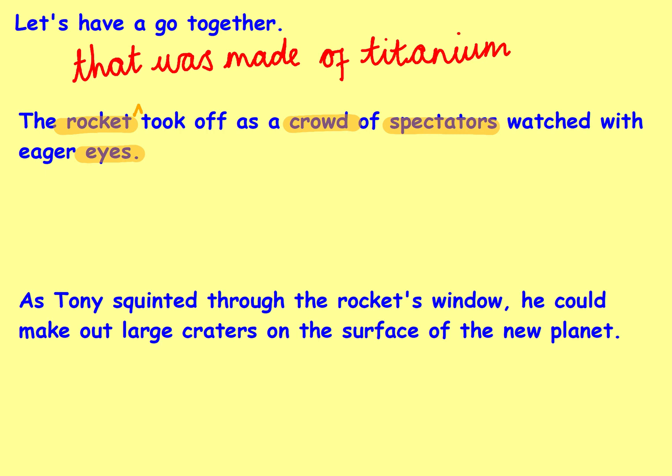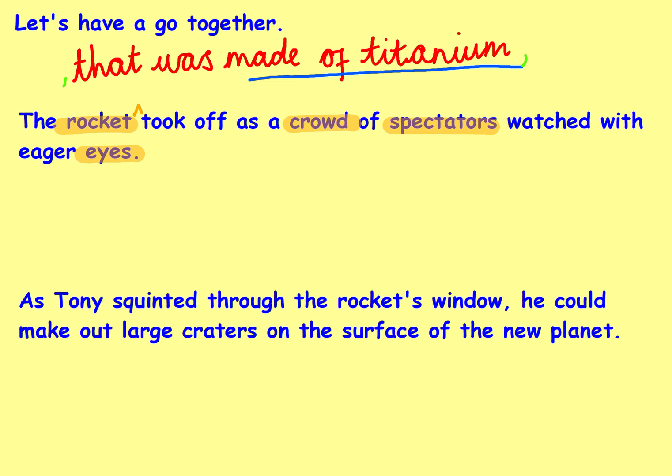the eager eyes. Adding that was made of titanium can make you almost imagine that you've got a row of different rockets. One's made out of titanium, one's steel, one's copper. But because we've got this relative clause, we know it is the titanium rocket that has taken off. However, I have forgotten something with this relative clause. What have I forgotten? My commas, I need them either side because it is an embedded one. Okay, on to the next one.